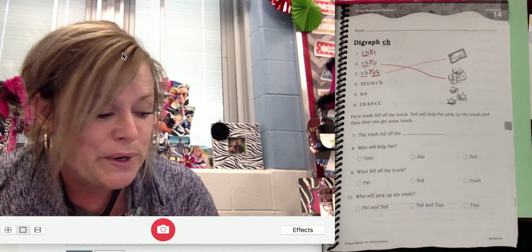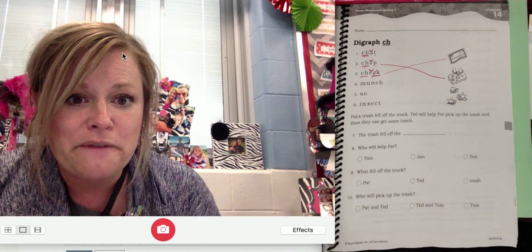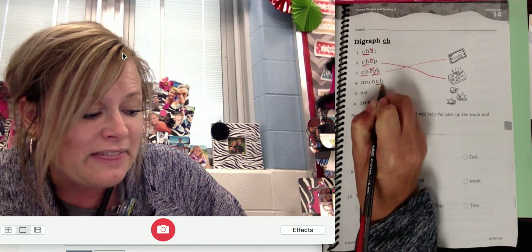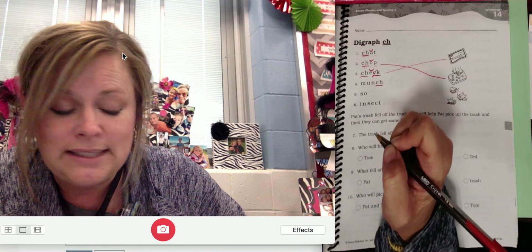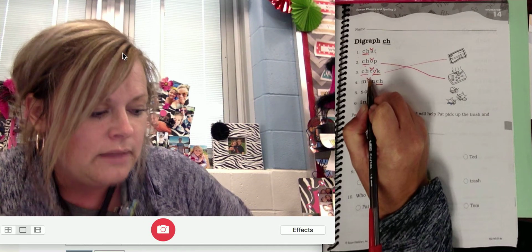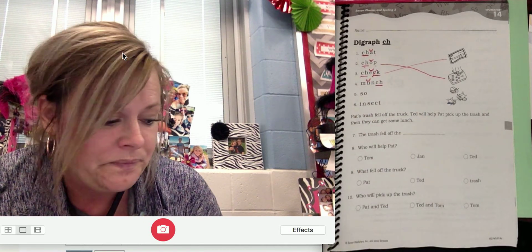Okay, number 4. I see a ch in number 4, and it's in the final position. Now I'm going to underline that. I'm going to look for any vowels. I see one vowel, and it's followed by a consonant. I'll give you a minute to sound that out.